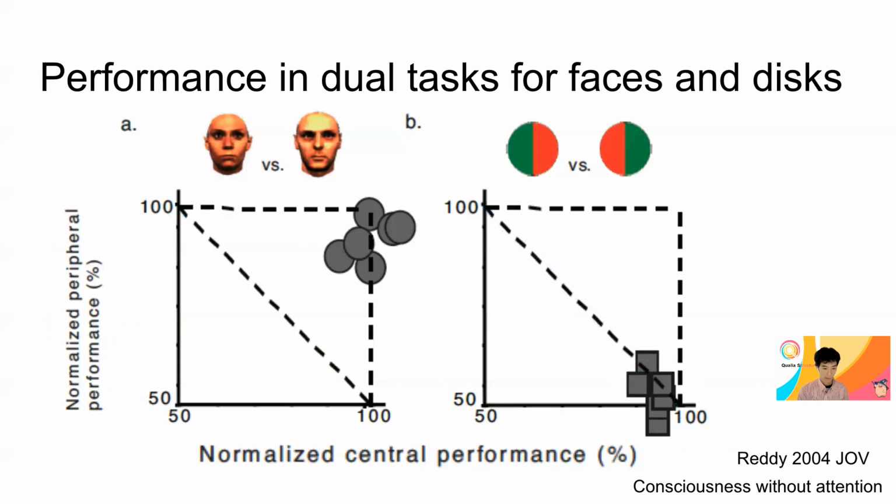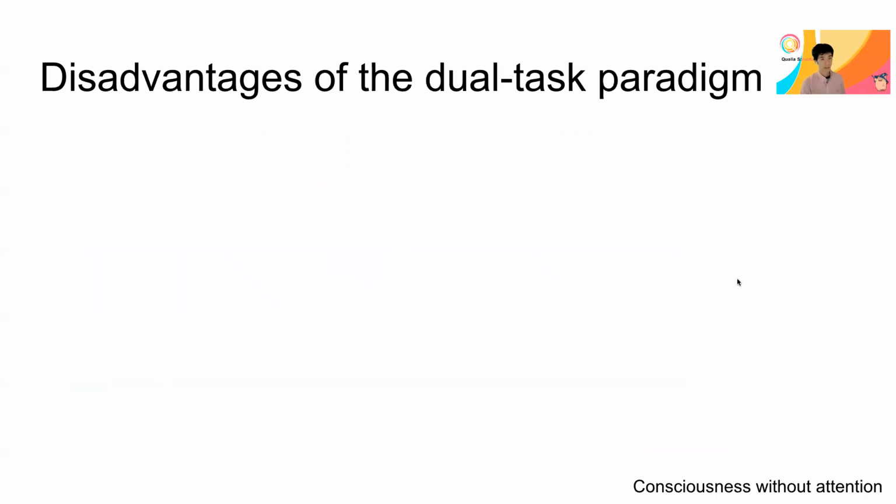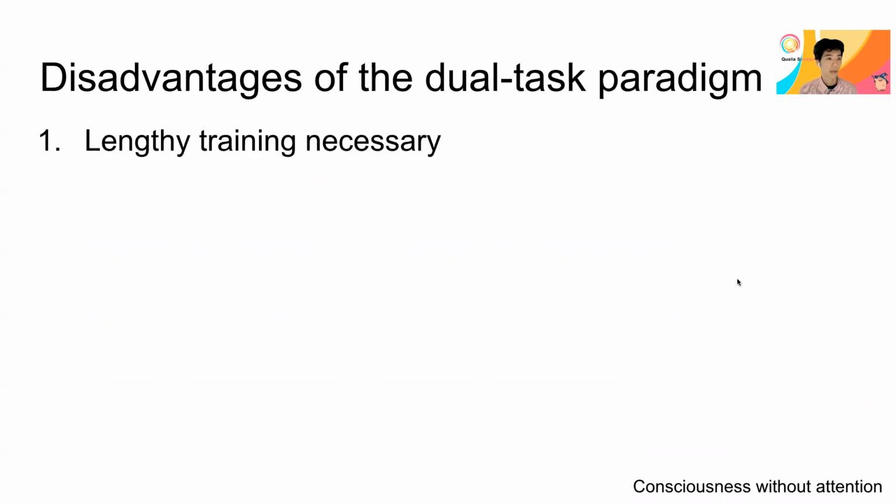Okay. So that's the dual task results in the past. But here come the disadvantages of the dual task paradigm, and it's been criticized for many years actually. So one of the things is that it requires a really long duration of training before getting into the real experiment. I'll explain that next.